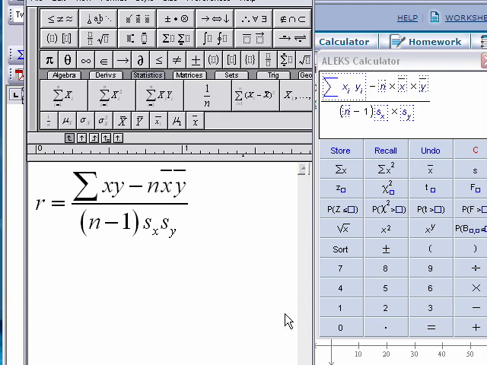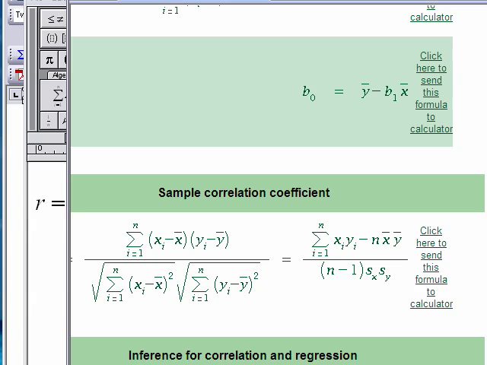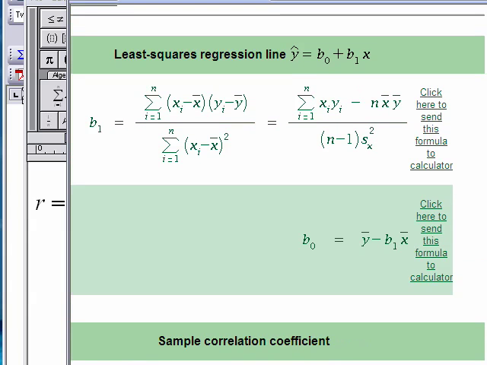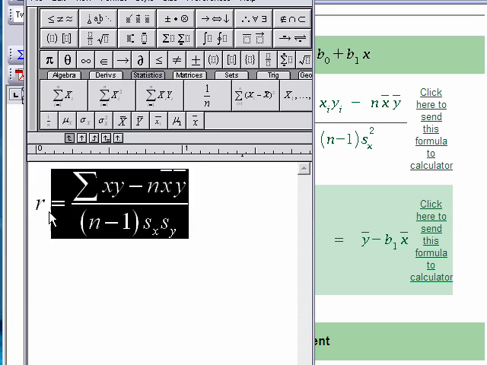When we go back to list of formulas, we'll see that there's a formula for the slope, and it's very similar. So let's scroll up for slope. Here's the slope. It's again the summation of the product XY minus N times X bar, the mean of the X values, times Y bar, the mean of the Y values, over N minus 1 times S sub X squared. So it looks very similar to what we have for R. So I'm going to copy that.